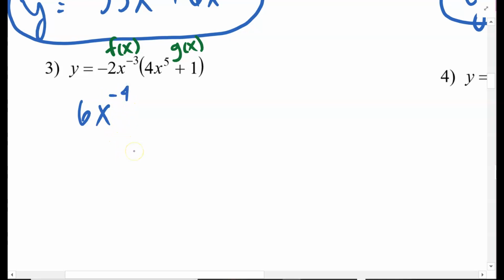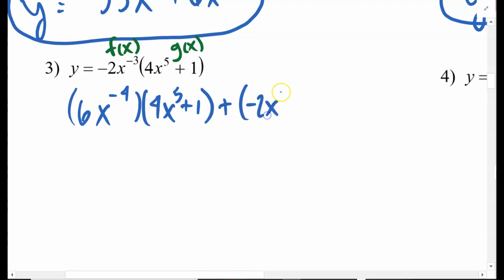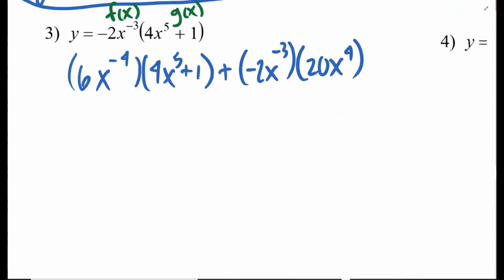That's our derivative of the first times the second. So just 4x to the fifth plus 1 plus the first, so negative 2x to the negative 3 times the derivative of the second, 20x to the fourth. The 1 just becomes a 0. Now we need to simplify again, so just go ahead and use distributive property. I do want to note that in other problems, when we've multiplied like bases, we're adding their exponents.